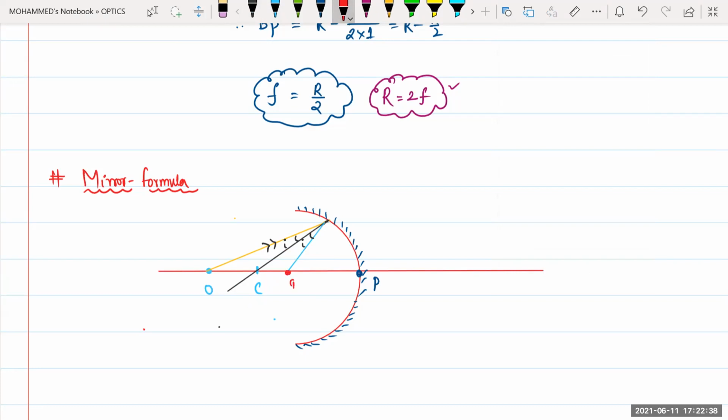So this is your object. Image formation is somewhere here right now. This is the center of curvature, and this is making an angle of alpha. This is making an angle of beta, and this is making an angle of gamma. And this one will be the normal for this one. That will be the normal.